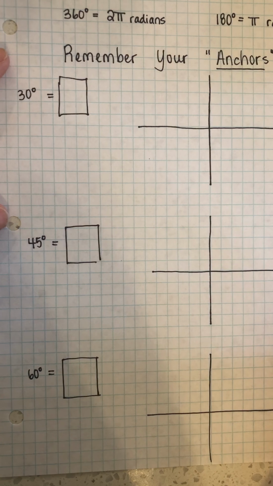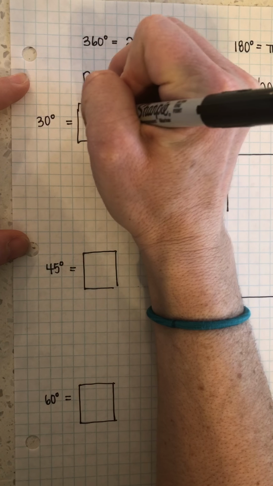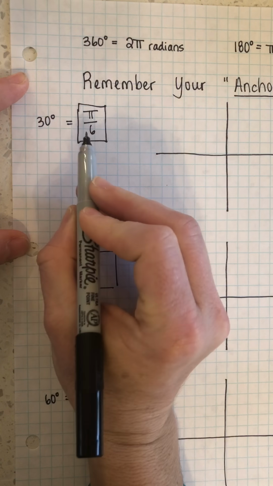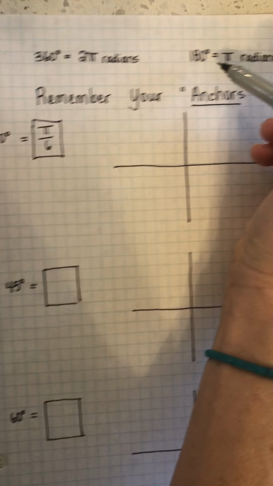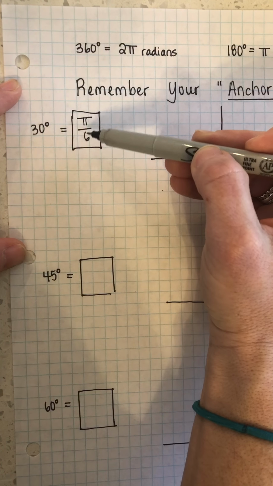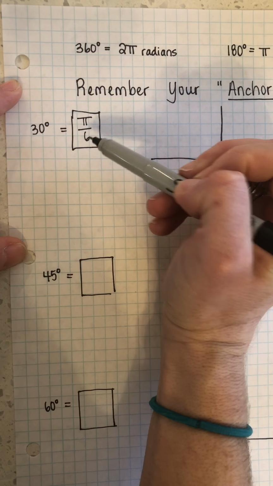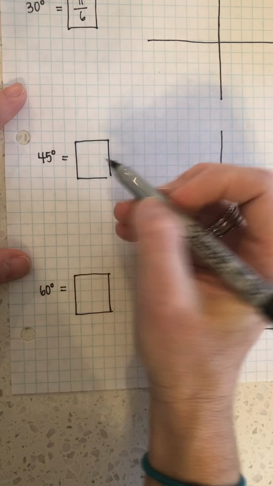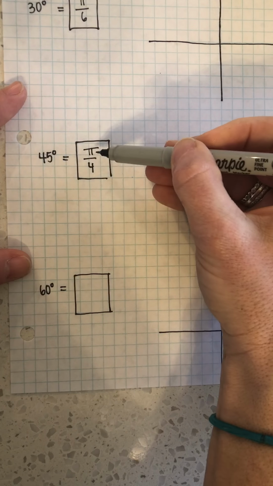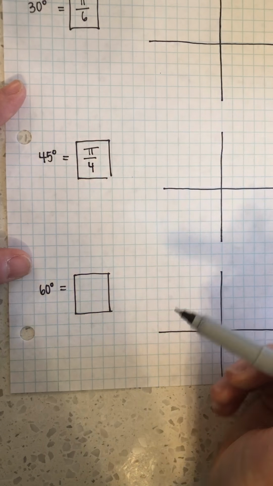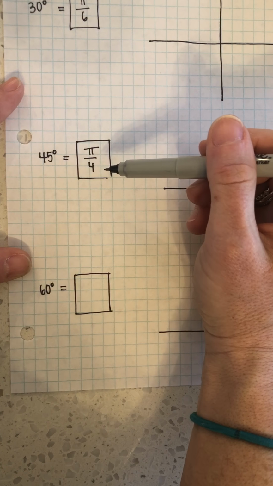So you have to remember that 30 degrees in radians is pi over 6. 30 degrees is pi over 6 radians. I always remember that because if pi is 180, then 180 divided by 6 is 30. Then you have 45 degrees. He's your pi over 4. 180 divided by 4 is 45. So 45 degrees in radians is pi over 4 radians.